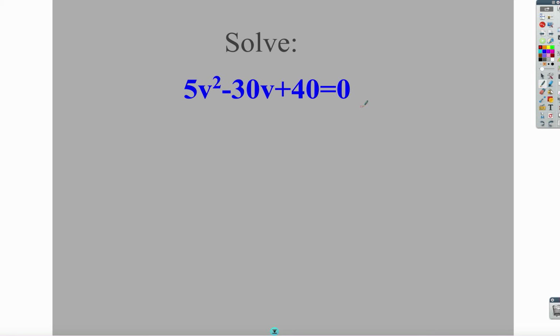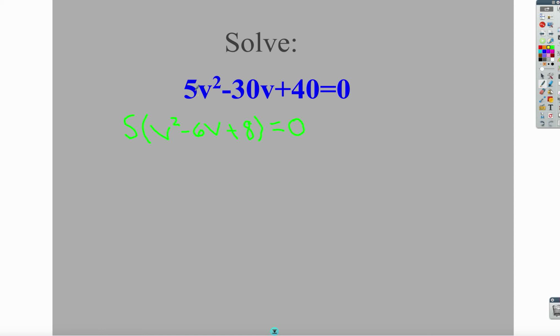Sometimes this will work out well for you and sometimes not, but the first thing you always want to do is check to see if there's a common factor. And in this case, there is. That 5 will factor out. So if I factor out a 5, I would get v squared minus 6v plus 8. And so I do not have to do a grouping method here. I'm going to be able to factor that just like the previous problems.